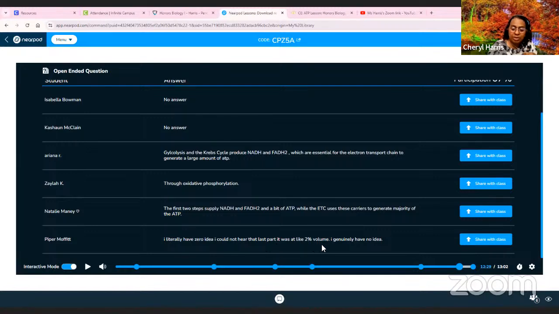It's at 2% volume. Is there any way you can turn up your volume so that you can hear it better? Because I've turned up this side as much as I can. I went on the Zoom and I turned it up as high as I could. It might be that you need to increase your volume on your side. Okay. All right.